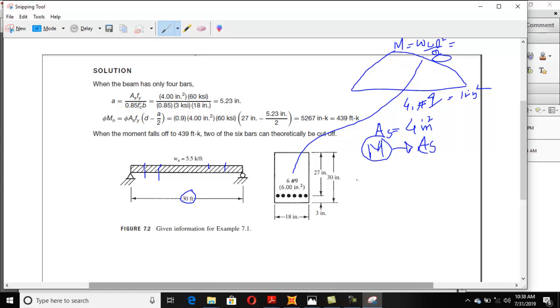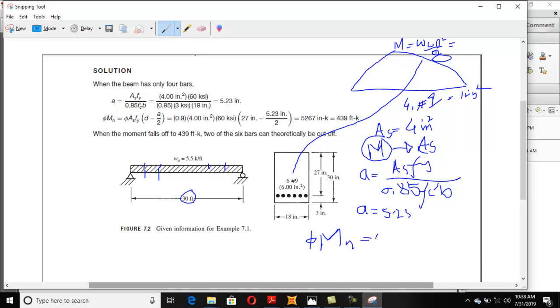So we will calculate for that purpose A, that is the thickness of the concrete block, and that will be calculated as AS Fy divided by 0.85 Fc prime into B. So AS is 4 square inches, Fy is 60, 0.85 Fc prime is 4, and B is 18 inches. So once you put all these values, you will get 5.23.